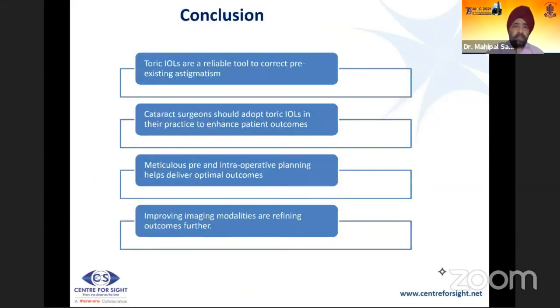So to sum up, toric IOLs are a reliable tool to correct pre-existing astigmatism. They are better than corneal-based LRI procedures. Cataract surgeons should adopt toric IOLs in their practice to enhance patient outcomes. We are underdoing the number of torics that is required. We should look at doing torics in anything, I would say, above 0.75 to 1 diopter.